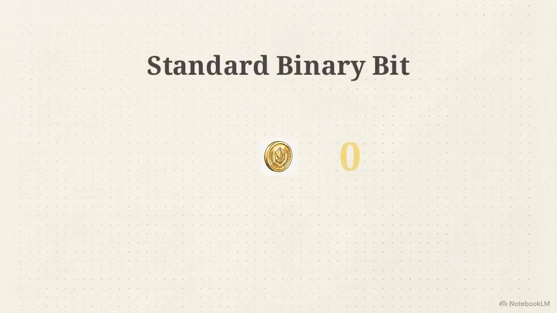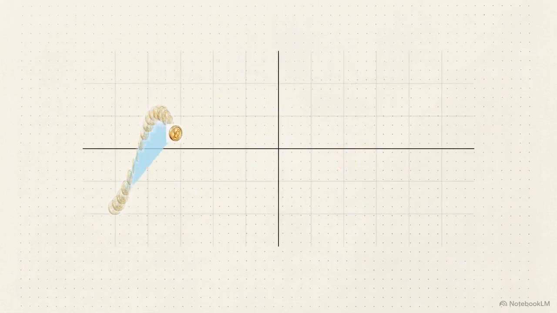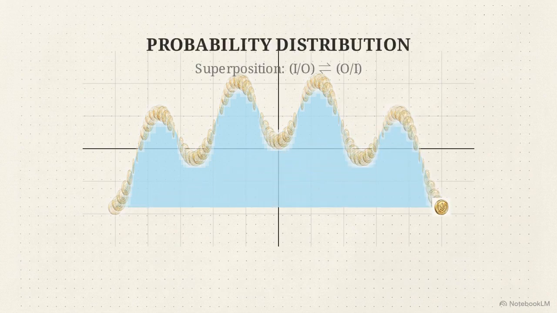Once a flipped coin lands flat on a table, it has a definitive result, either heads or tails. In computing, that is a standard binary bit. But while that coin is still in the air, wobbling and spinning, it exists in a state of probability. It is heads and tails at the same time.